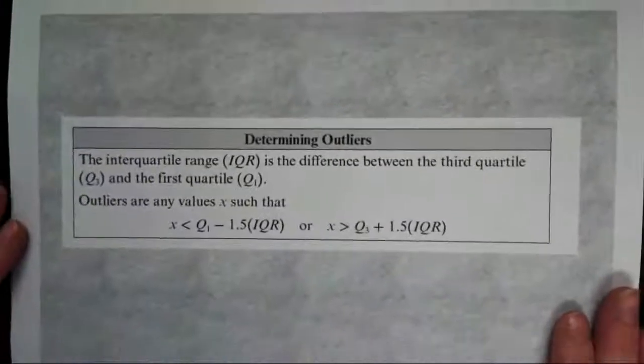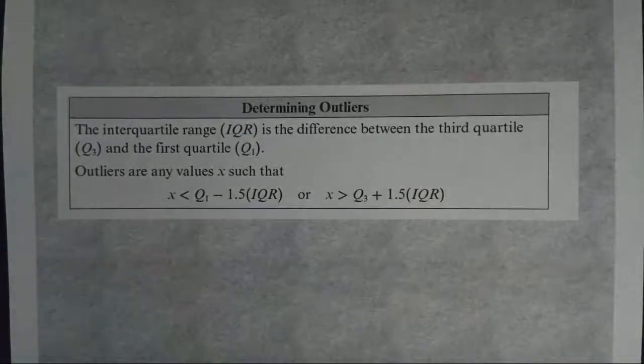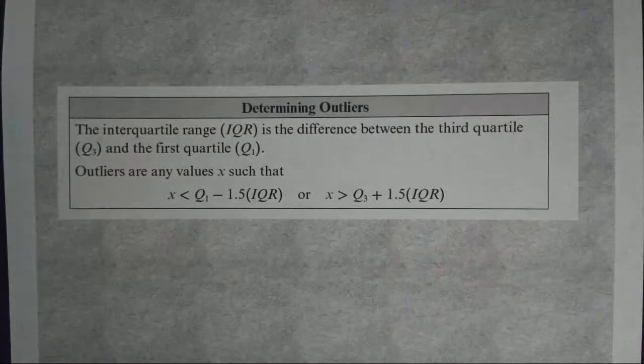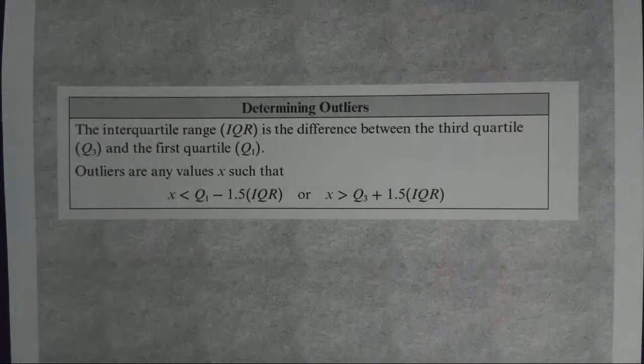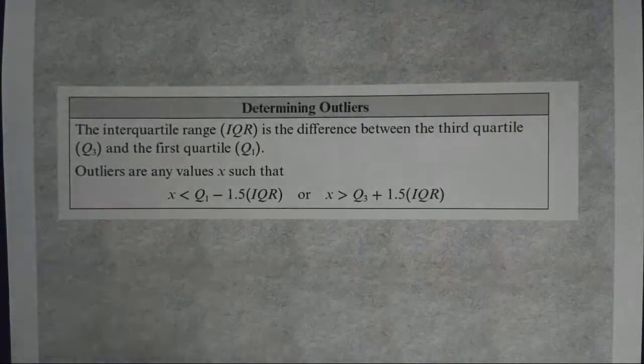Once we find those quartiles, we can use them to plot our box and whisker plot. However, we can also use them to determine outliers. So we have this thing called the interquartile range. Now we know that the range of a set of data is the biggest number minus the smallest number. The interquartile range is the biggest quartile minus the smallest quartile. So we take the third quartile and subtract the first quartile.